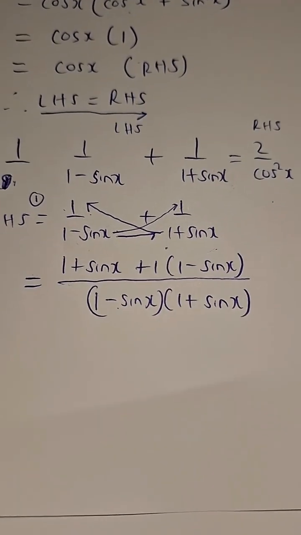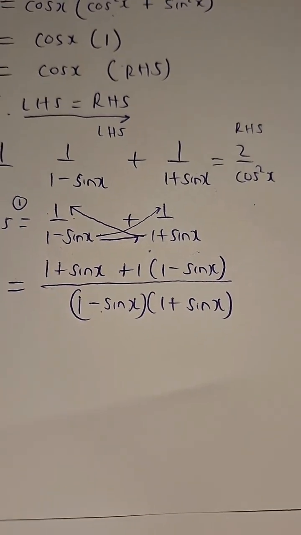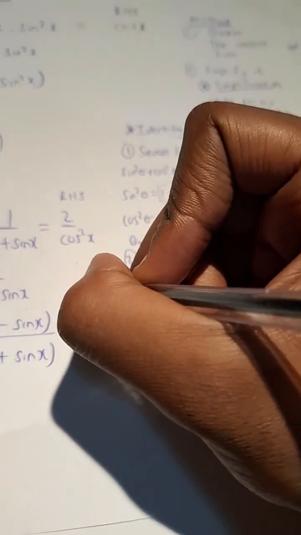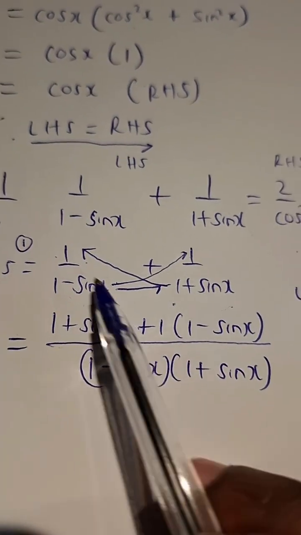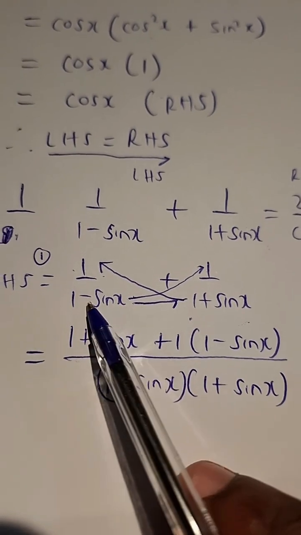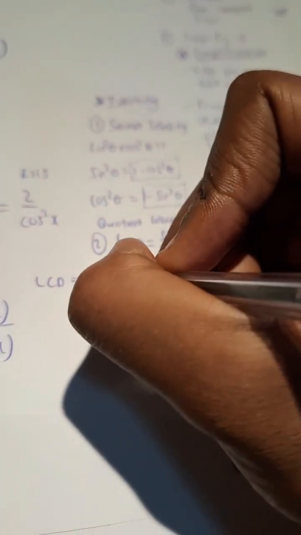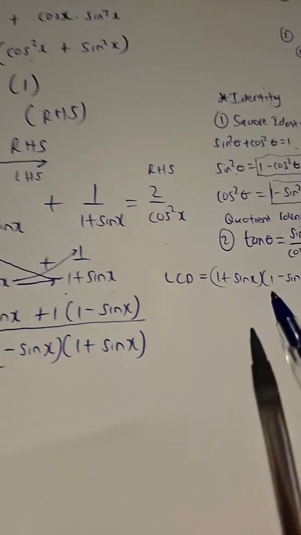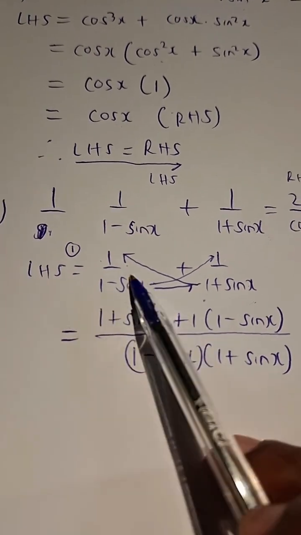Okay, now this is the same thing, guys. Yeah, it's a very fast method, especially when you have two fractions. Some people I know will insist that yes, you must write down the LCD. So the LCD here is 1 minus sine x and 1 plus sine x. So obviously you would write down your LCD as the product of the two. Then you would try and make your denominators become like your LCD.